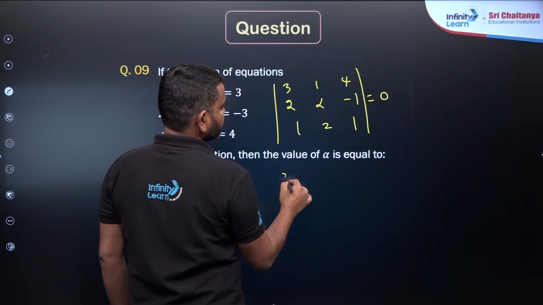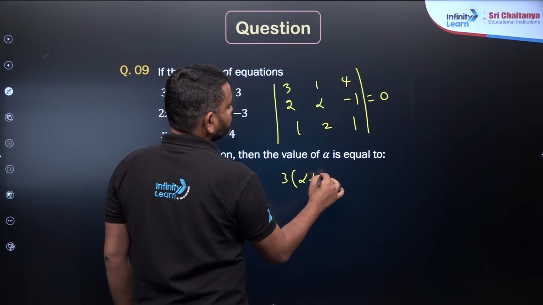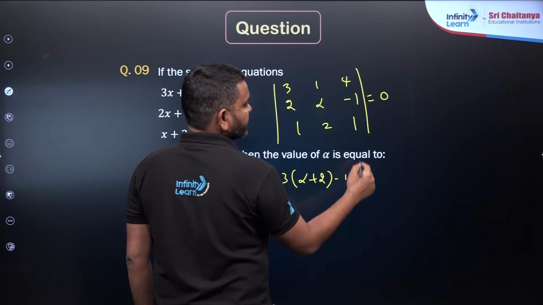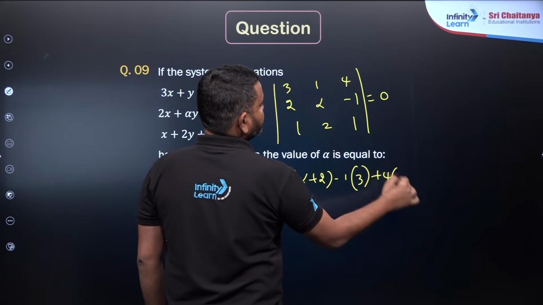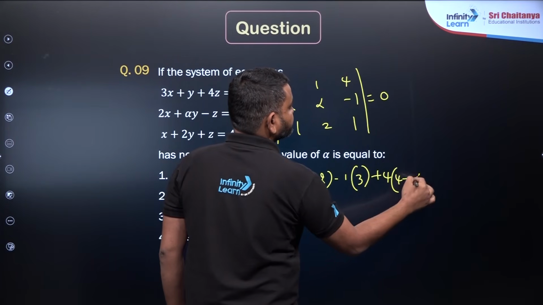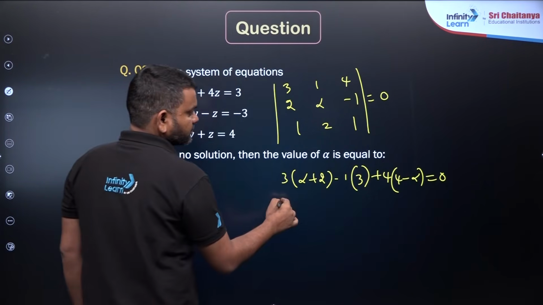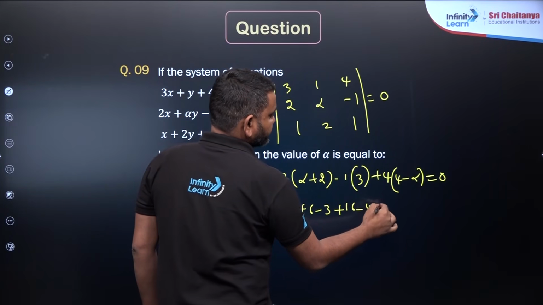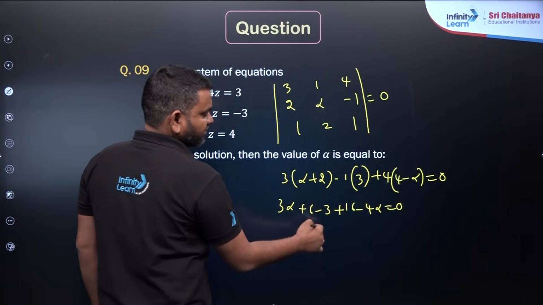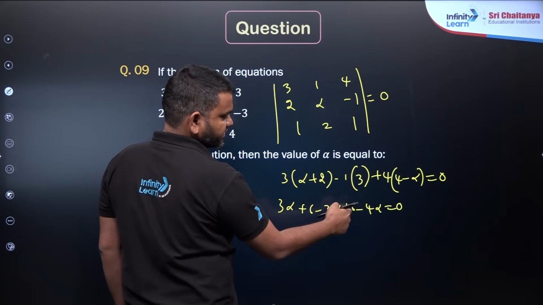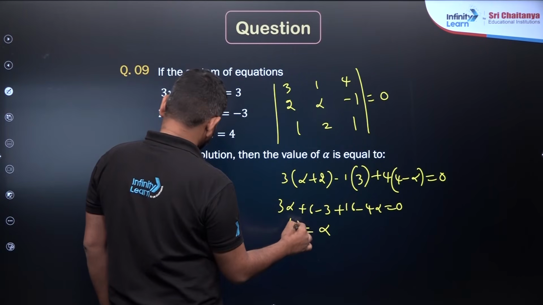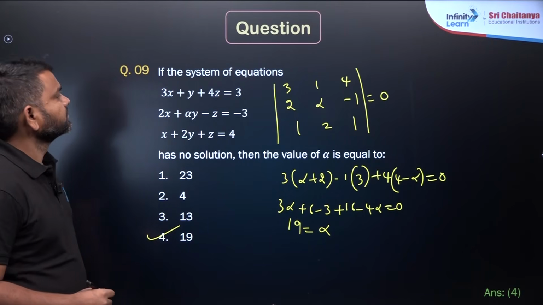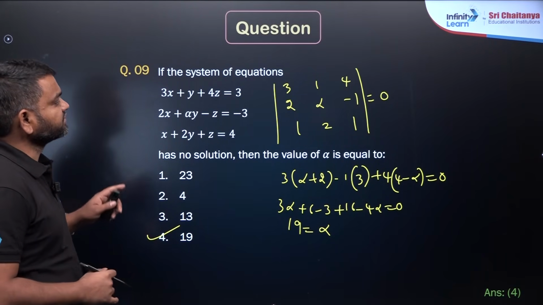So with respect to this, if I am solving 3 into, this is alpha plus 2, and minus 1 into, this is 2 minus of minus, plus 3, plus 4 into, this is 4 minus alpha, that is equal to 0. So this is 3 alpha plus 6 minus 3 plus 16 minus 4 alpha, that is equal to 0. So alpha itself is remaining on the right side, on the left side 3, so 19 I am supposed to get, and that is your answer. Easy? I guess this is the easiest question in this paper.